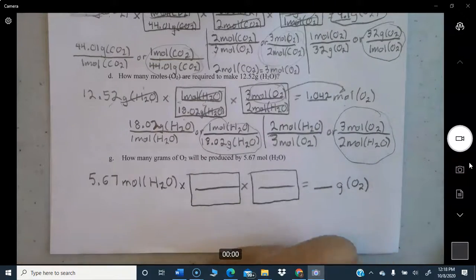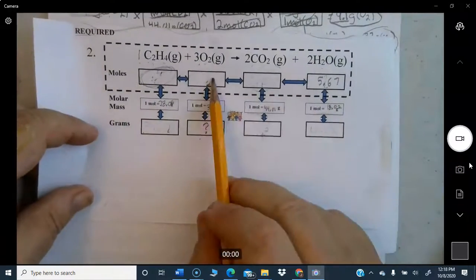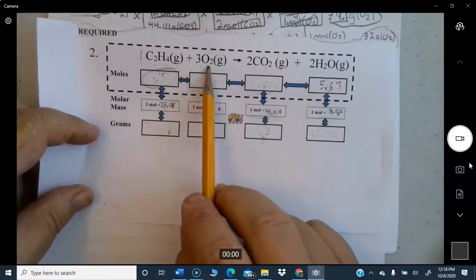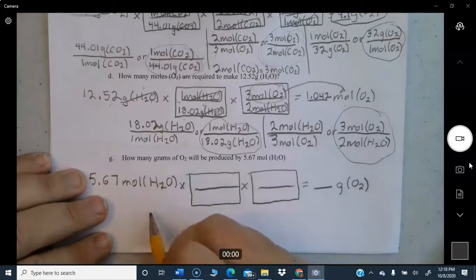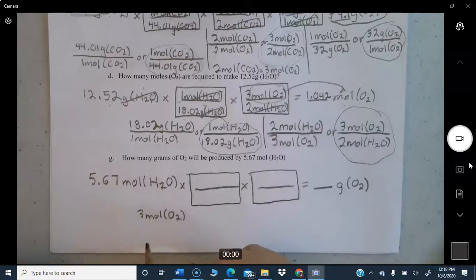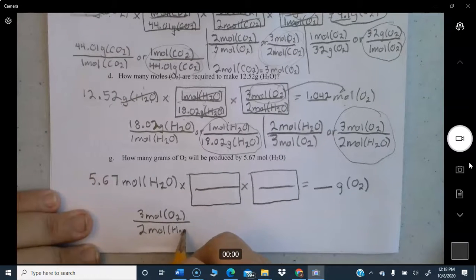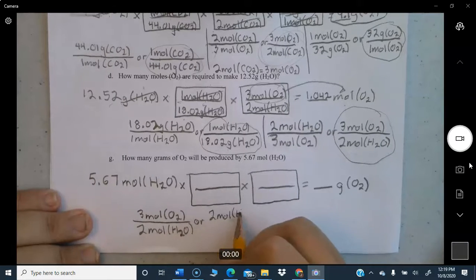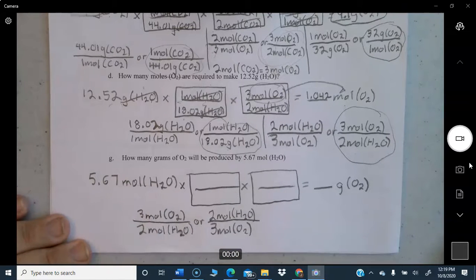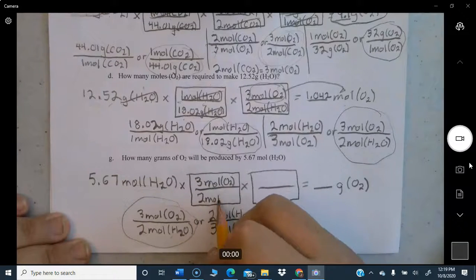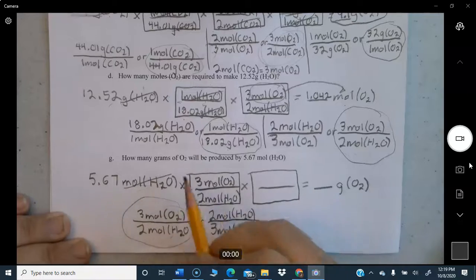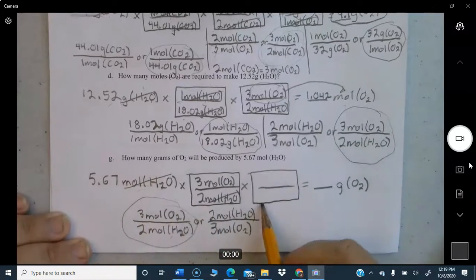Okay, so the first one is between moles of water and O2, so there's 3 moles of O2 for every 2 moles of H2O. I'll just write that as ratios. Okay, so we need moles of H2O to cancel out, so it's on the top there. It has to be on the bottom here, so we're going to use this one. Moles H2O cancels moles H2O.